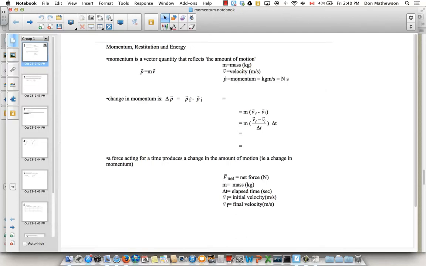Okay, so momentum. Momentum is a vector quantity that reflects the amount of motion. The momentum vector is in the same direction as the velocity vector and equals the product of mass and velocity.